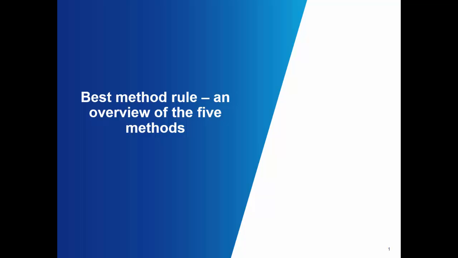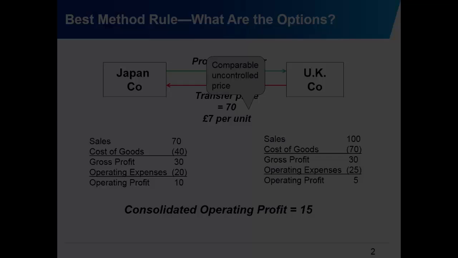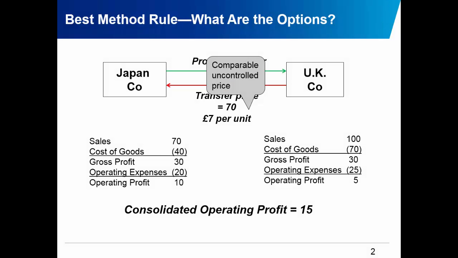The objective of this video is to give you an overview of the 5 methods that you need to choose under the best method rule. As you may recall from our first video, we have a Japanese manufacturer selling products to a UK distributor. They are both related parties belonging to the same group, and they need to determine whether the transfer price of 70, being 10 products sold at 7 per unit, is at arm's length or not.